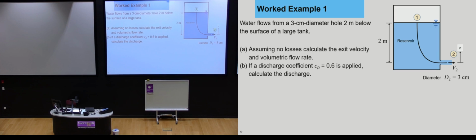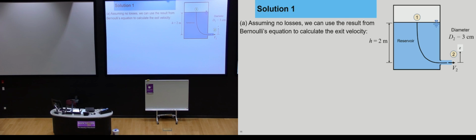So we've got water flows from a 3 centimeter diameter tube. So here's the hole, just here, 2 meters below the surface of a large tank. And the question says, assuming no losses, calculate the exit velocity and the volumetric flow rate. So that's the discharge, volumetric flow rate. And B, if a discharge coefficient of CD equal to 0.6 is applied, now recalculate the discharge. Okay, so that's the question. How do we go and solve it?